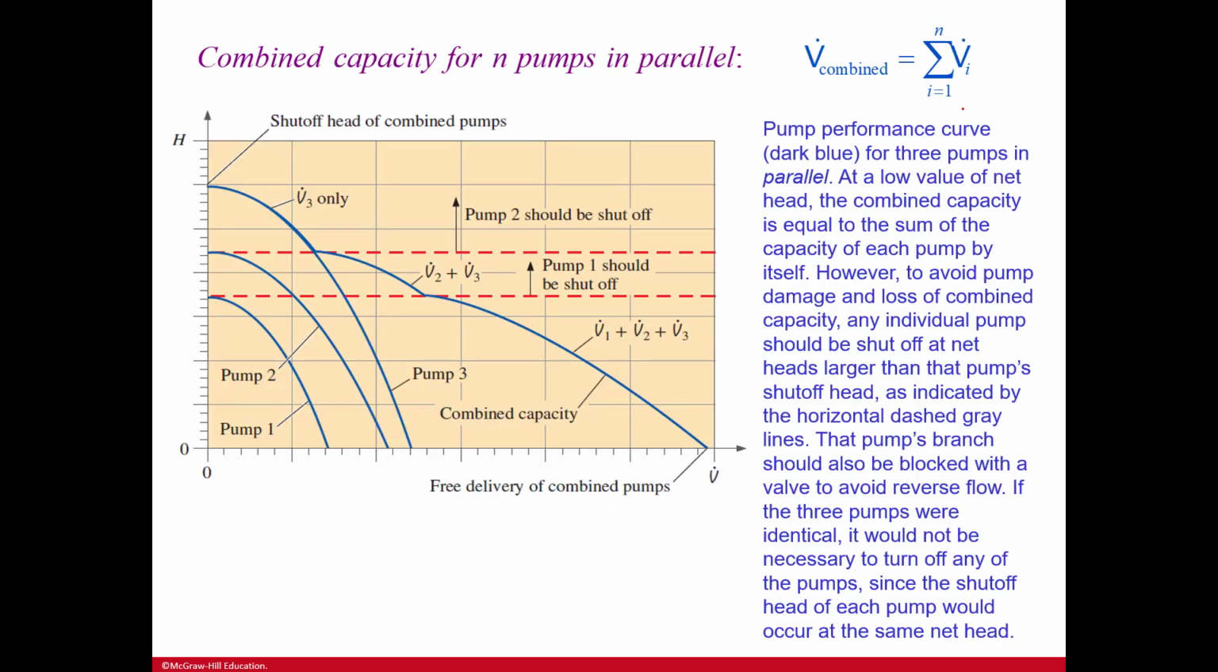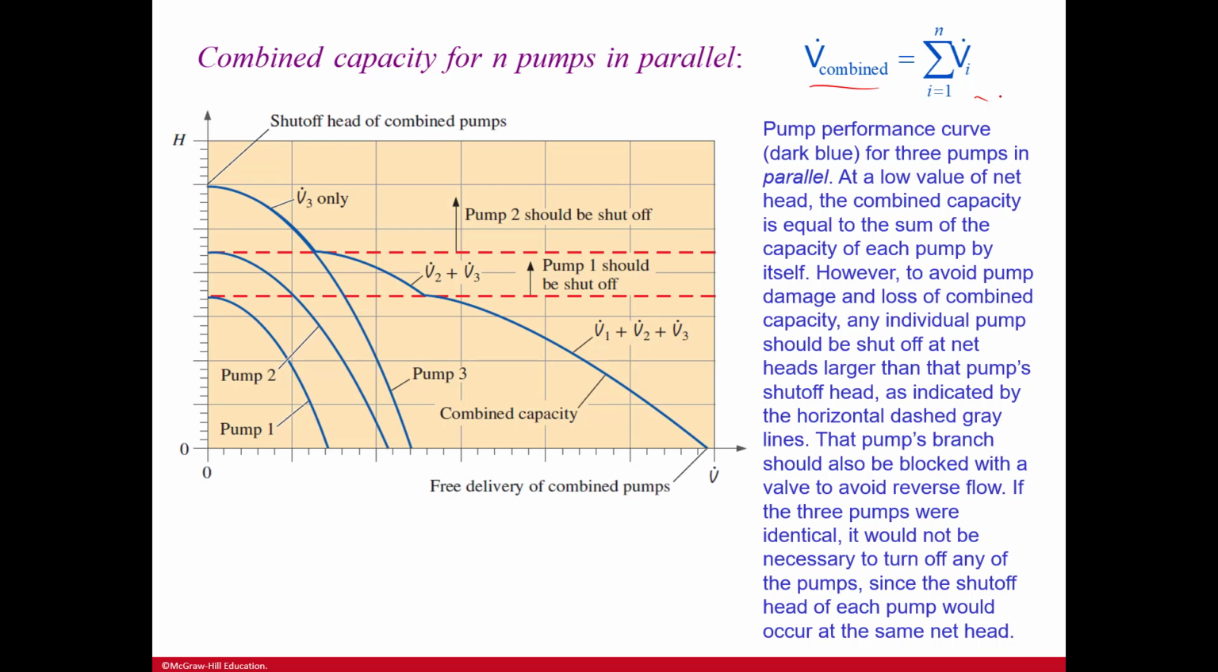We do have a combined capacity for any number of pumps in parallel as well. So that's here, just the sum of those. So, pump performance curve, again, the dark blue. For the 3 pumps in parallel, at a low value of net head, the combined capacity is equal to the sum of the capacity of each pump by itself. So just the same, you combine them, you add them together.